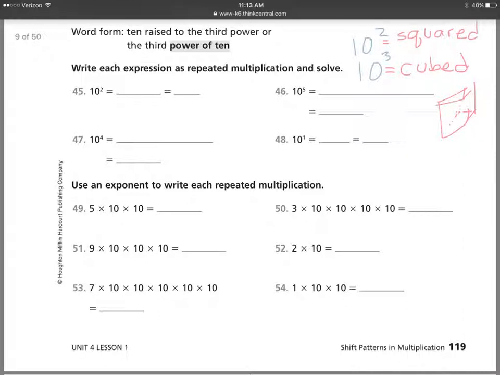We're going to say squared and cubed. Anything else, you'll just say to the power of whatever that number is. So the power of 5, power of 6, power of 10, power of 100, whatever it is. And now we're going to go on to number 45.